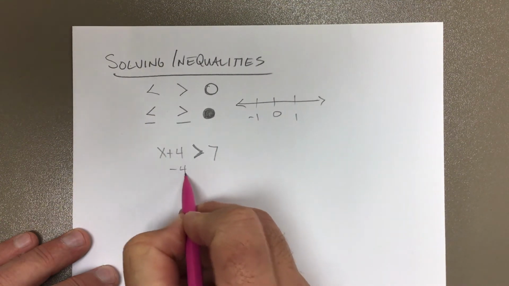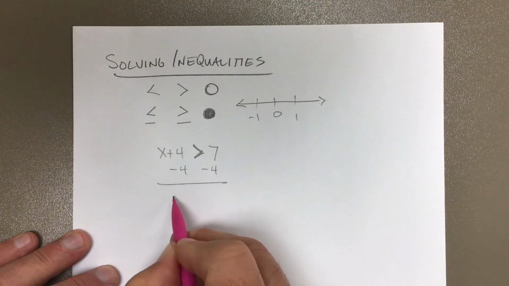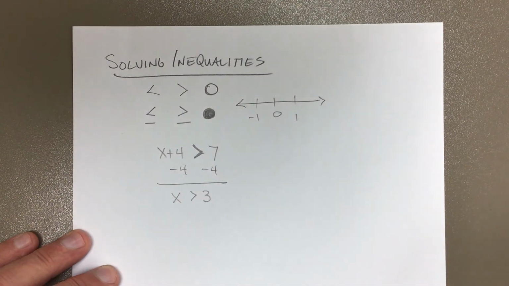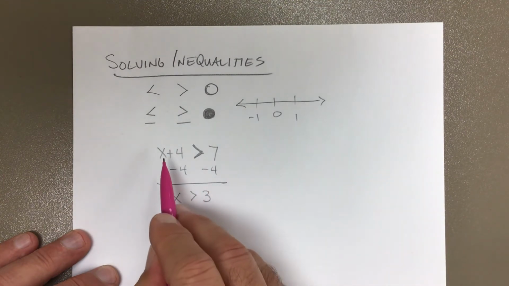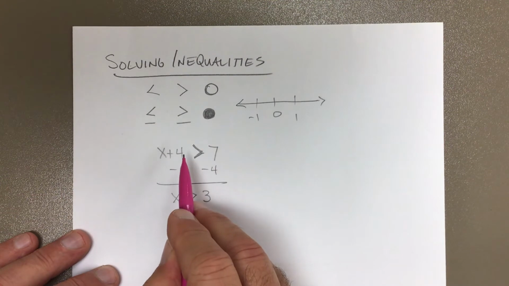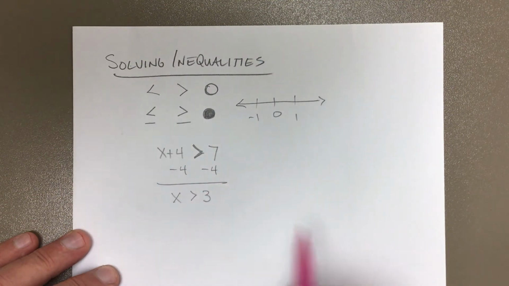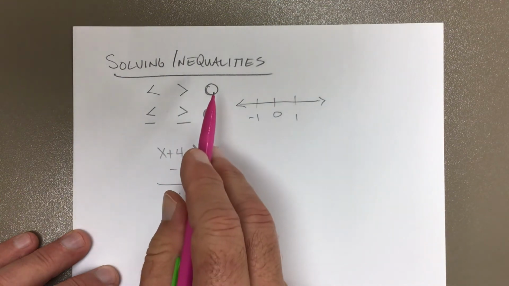So we would simply subtract 4 from both sides. We would get x is greater than 3. So any number that's greater than 3, but does not include 3, because remember 3 plus 4 is 7, but 7 isn't greater than 7. So we can't include 3 in our answer. That's why it's an open dot.